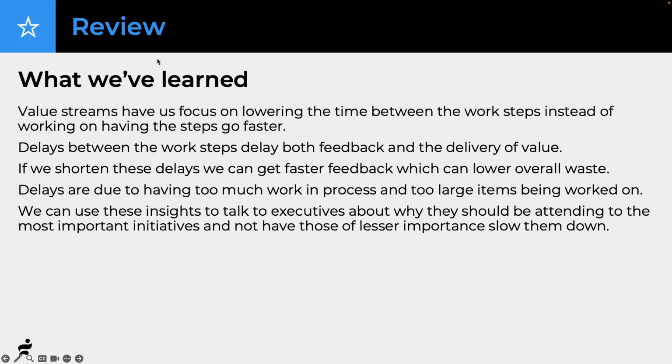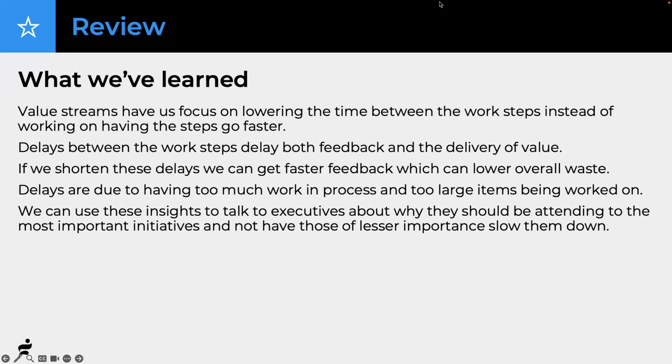Okay, so what have we learned? Value streams have us focus on lowering the delays between the work steps, delayed feedback, and the delivery of value, which causes waste. So if we can shorten these delays and get better feedback, we lower waste. Delays are due to having too much process and too large items. And we can use these insights to talk to executives about why they should be attending to the most important initiatives and not those of lesser importance.